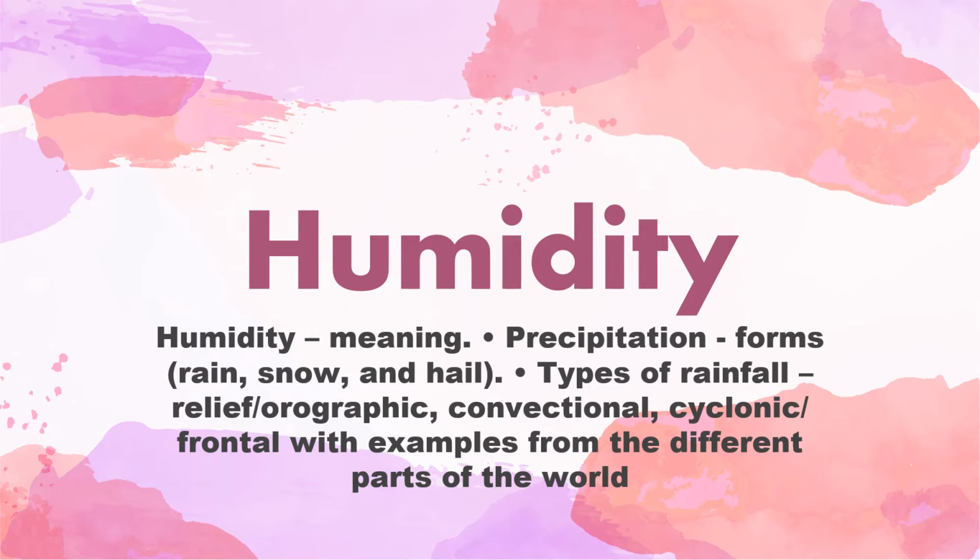Hello dear children, today I'll be discussing this topic, humidity, with you. In this chapter, what we have to learn according to the syllabus is humidity, the meaning of humidity, then what do you mean by precipitation? Precipitation forms: rain, snow and hail. Types of rainfall: relief or orographic, convectional or cyclonic, with examples from different parts of the world. So these are the things that we have to study in this chapter.